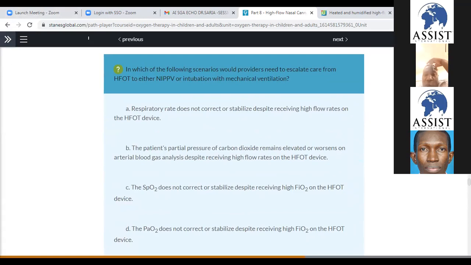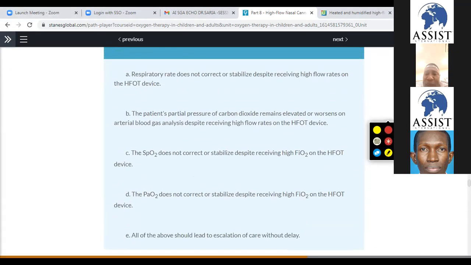In which of the following scenarios will the provider need to escalate care from high flow oxygen therapy to either non-invasive positive pressure ventilation or intubation with mechanical ventilation? Now, let's all try to answer this. A, respiratory rate does not correct or stabilize despite receiving high flow rates on the HFOT device. B, the patient's partial pressure of carbon dioxide remains elevated or worsens on arterial blood gas analysis despite receiving high flow rates. C, the SpO2 does not correct or stabilize despite receiving high FiO2. D, the partial pressure of oxygen does not correct or stabilize despite receiving high FiO2. And E, all of them should lead to escalation of care without delay.